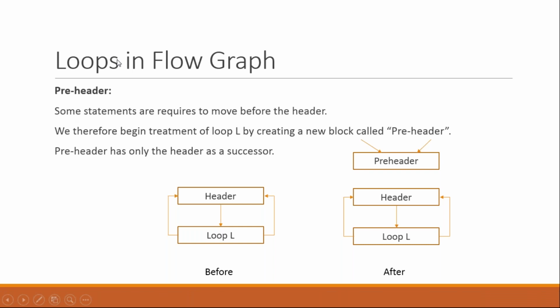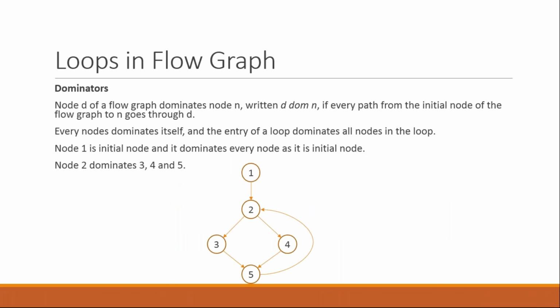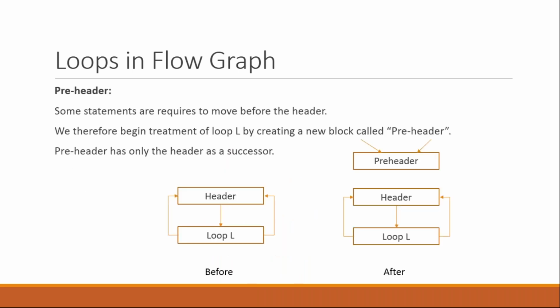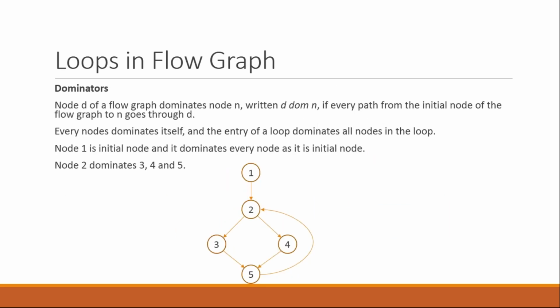Okay, so quickly just revise a previous session, some topics related with our flow graph and loop control optimization methodologies. Now, what are the dominators, what are the natural loops, what are the inner loops, and what is the pre-header? As we discussed in our previous sessions, that is dominators. Now, is it okay?